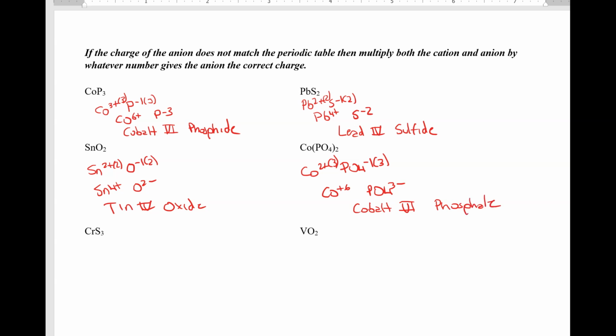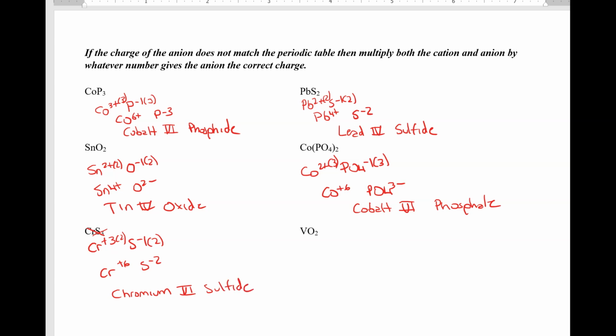Next one, crisscross Cr positive 3, S negative 1, right? Just crisscross. So we know S should be negative 2, so we're going to multiply it by 2 and the other one by 2. We get Cr positive 6, S negative 2. So we get chromium(6) sulfide.